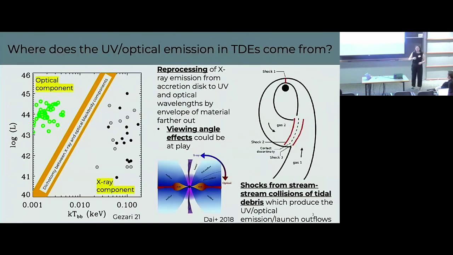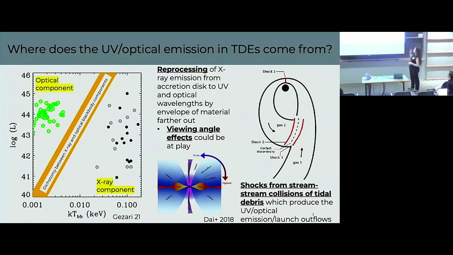So we just had a really great overview of the issues or current questions we're facing in terms of optically selected TDEs. And the big one is that we don't have a great handle on where the optical emission is actually coming from. So the optical emission here is at a much lower temperature and much larger radius than the X-ray emission, which we think is probably coming from the disk.